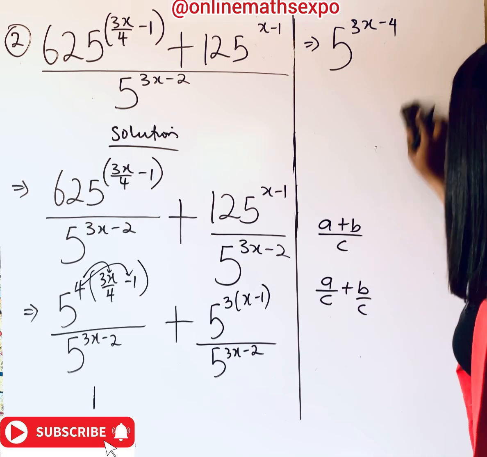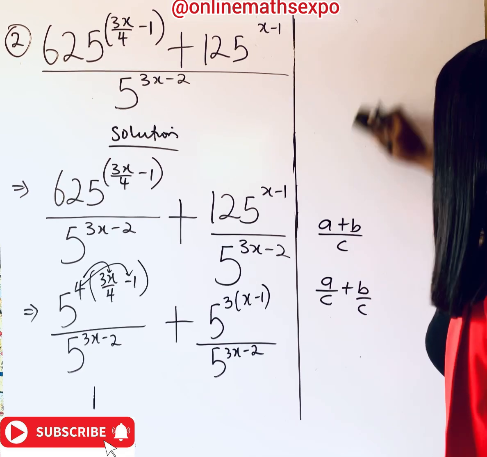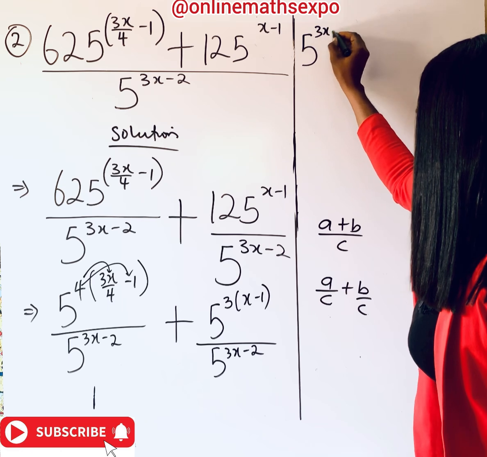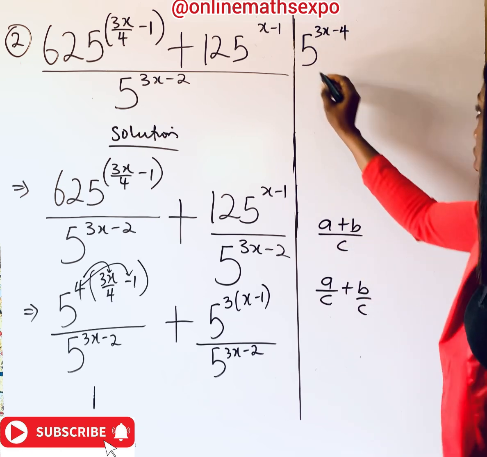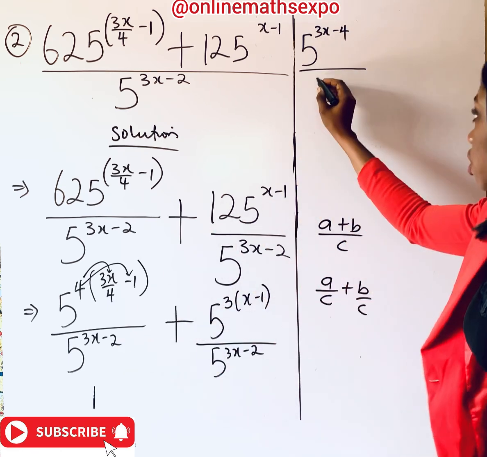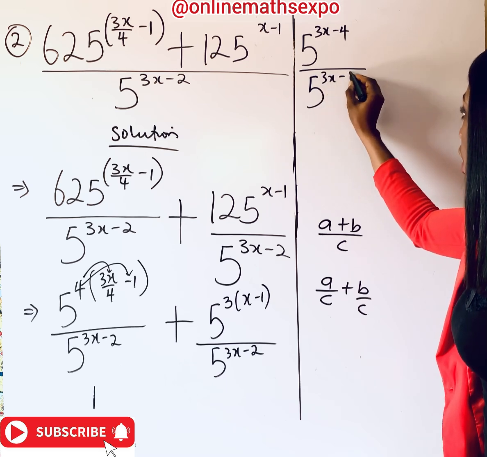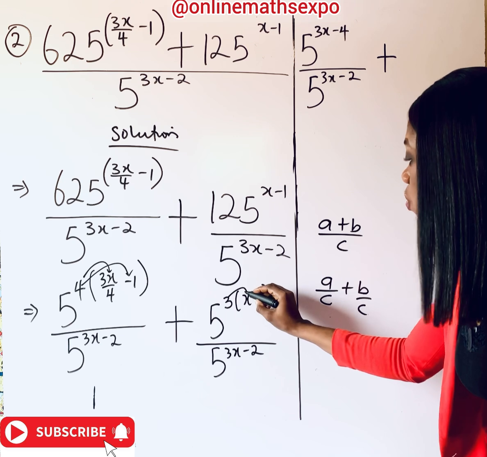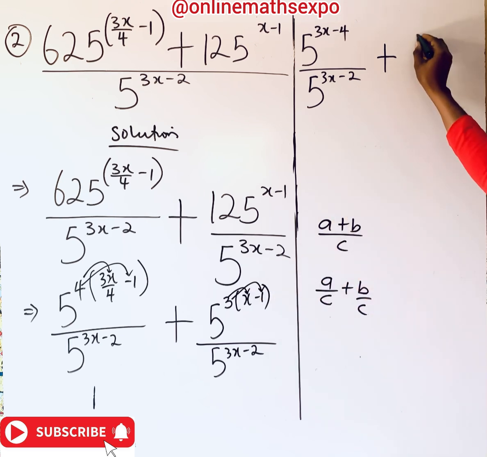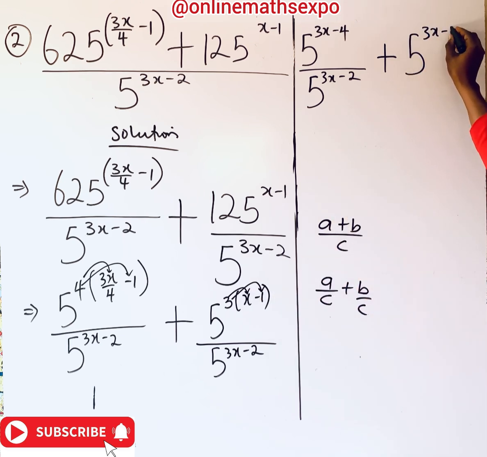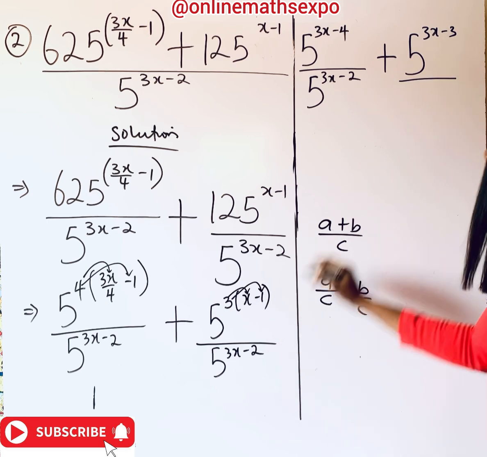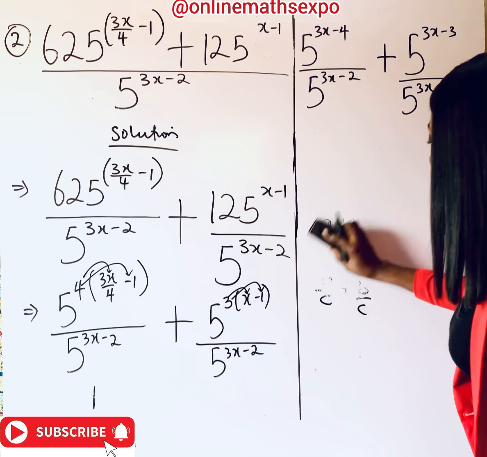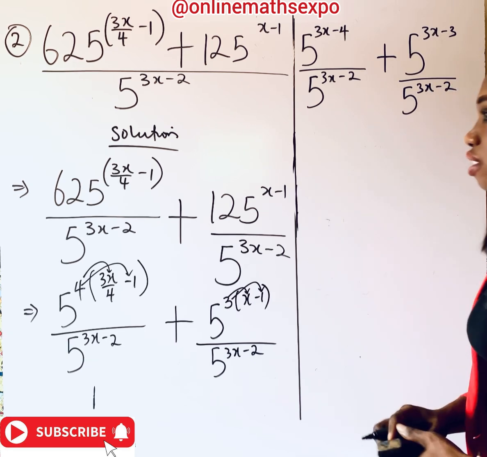Okay, so let's adjust this. So we have 5 to the power of 3x minus 4, all over, we still have at the denominator 5 to the power of 3x minus 2, plus, for this, use this to multiply. So we have 5 to the power of 3x minus 3 all over 5 to the power of 3x minus 2. Interesting. So what do you do at this point?